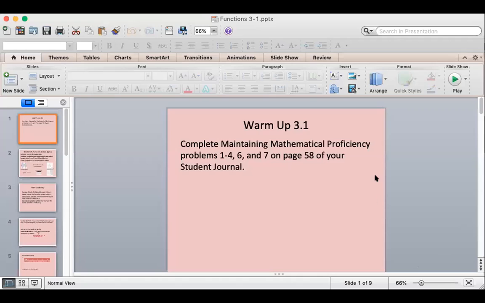So I'm going to go ahead and share the PowerPoint that goes with today's lesson. Let's try that again. Share the screen. Okay, it looks like maybe it's shared. Maybe not. There we go.